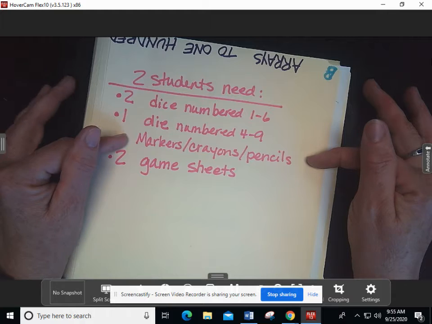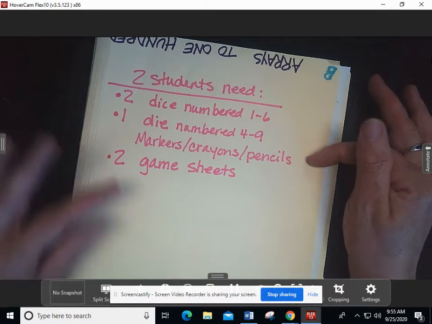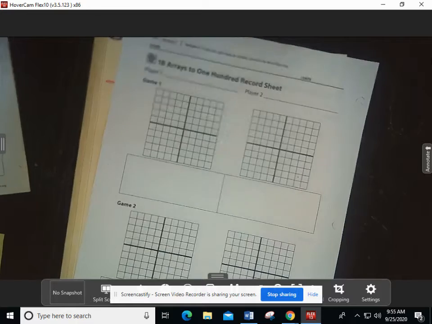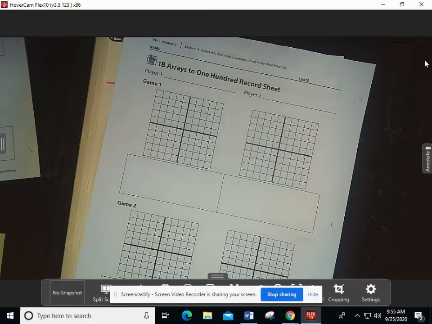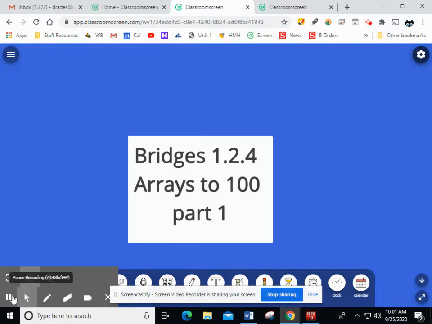Some of you were using colored pencils yesterday and discovered it takes a little bit longer to color them in, but that's fine. You will need game sheets. I realize that my dice are not right up in front here, so I have to get them. So people at home, I am going to pause you for a moment. Okay, we are back. Did you miss us?